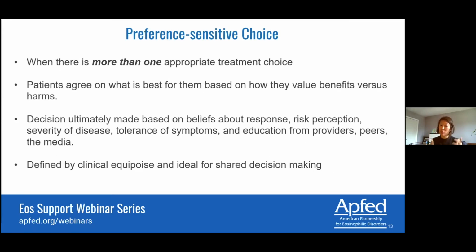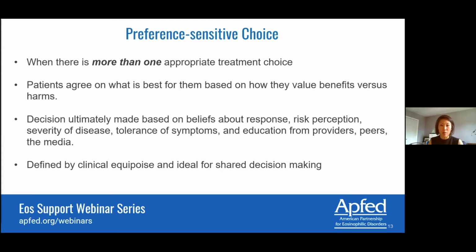Like I mentioned, the most appropriate situation for shared decision-making is when we're uncertain about what the best choice is, or what's called a preference-sensitive choice. A preference-sensitive choice is when there are multiple options, all very good. In this situation, patients can decide what's best for them based on how they value the benefits versus harms. That decision ultimately is based on beliefs about response, like, is this treatment going to work? Risk perception, how much do I think is worth gambling on this treatment? How severe the disease is, how much I can tolerate the symptoms as a patient, as well as education from providers, peers, the media, the world around us.